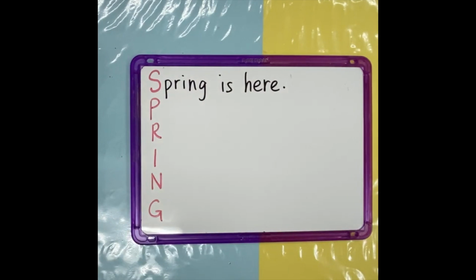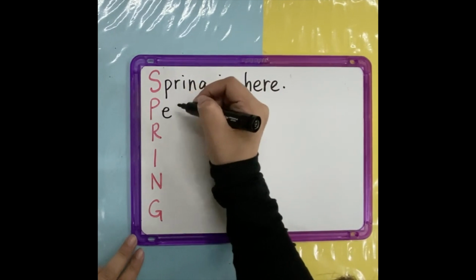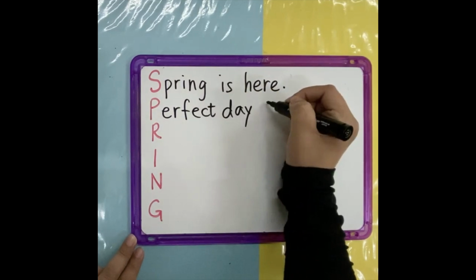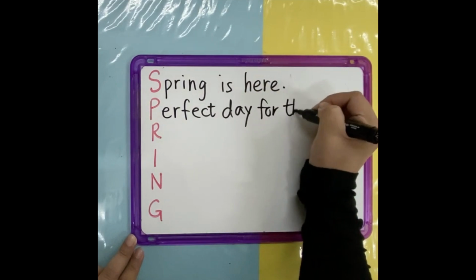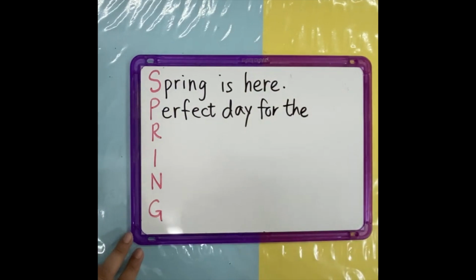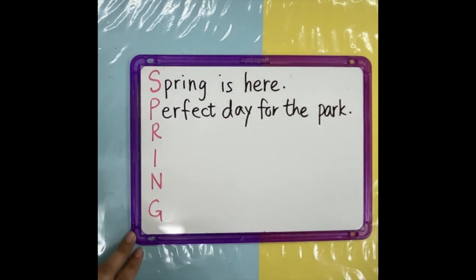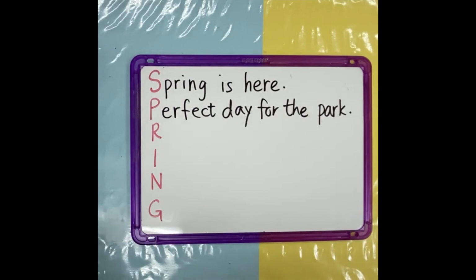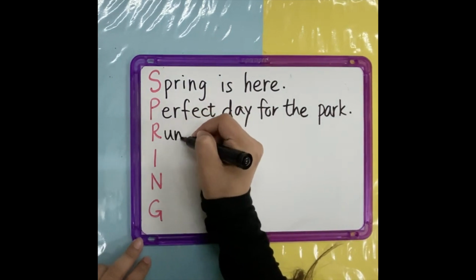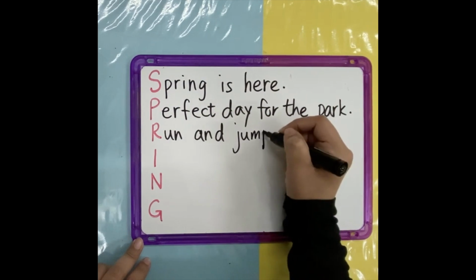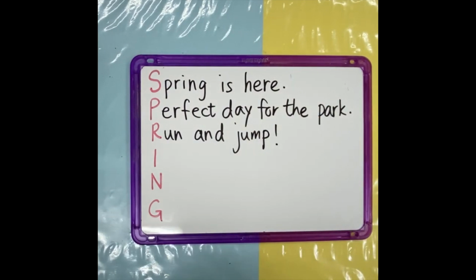Spring is here. P will be, let's say, perfect day for the, what do you think? For the park, okay? Perfect day for the park. And then, let's see, what else do you do in the park? Run and jump. Okay, so if your winter is very cold and you were mostly staying at home, wow, spring is here. Now you can finally go to the park and run and jump.